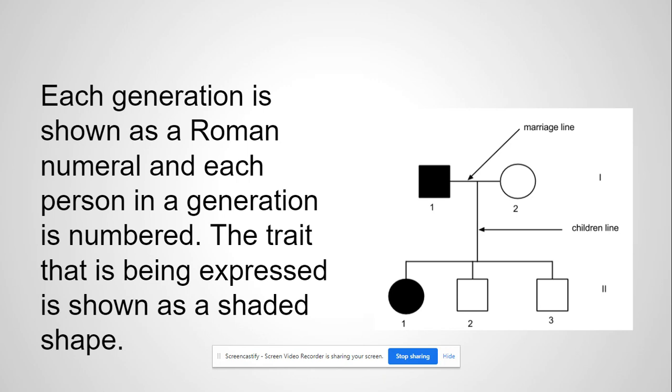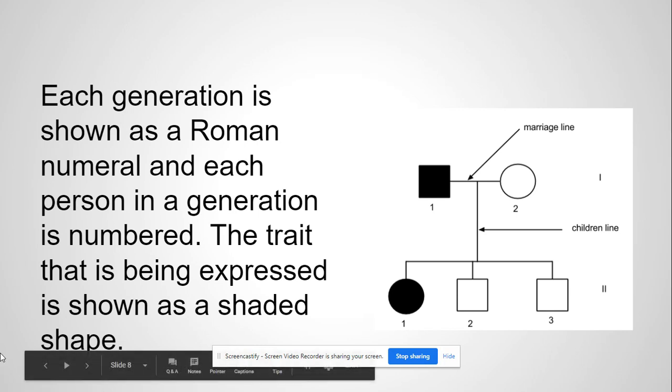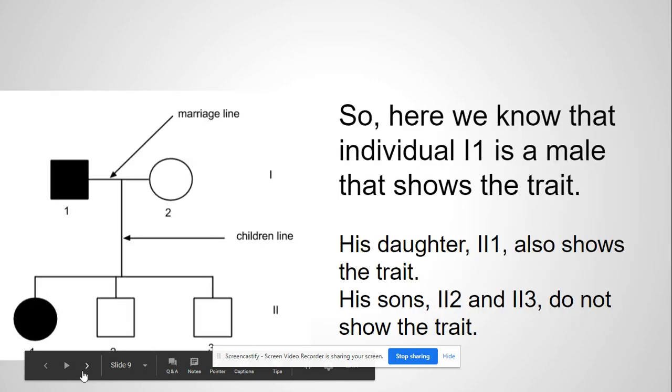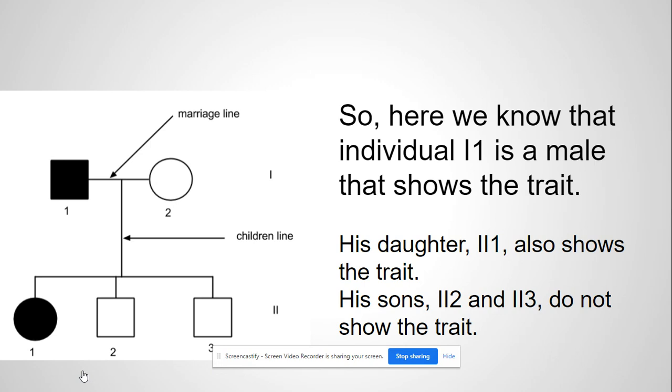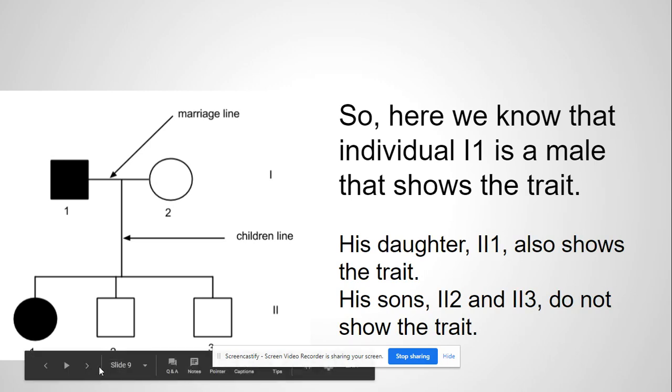So at the top, the first generation, that would be generation 1. And then the second generation of their children would be generation 2. And then each person on each line is numbered. So here we know that individual 1-1 is a male that shows the trait. His daughter 2-1 also has the trait. His sons 2-2 and 2-3 do not have the trait.